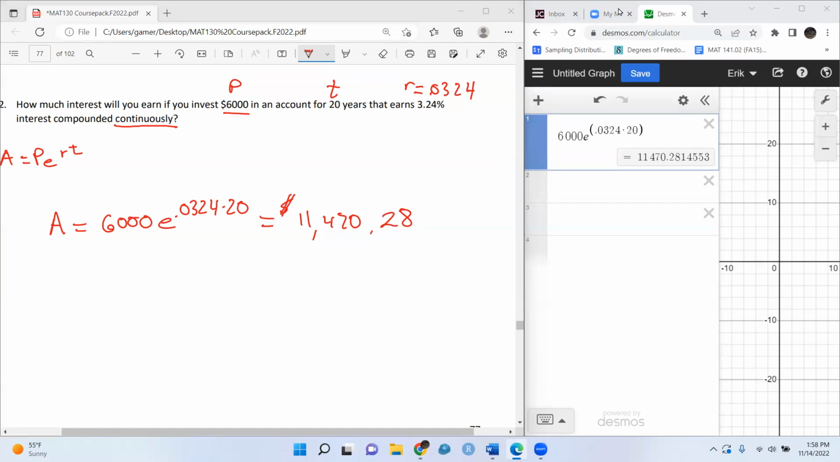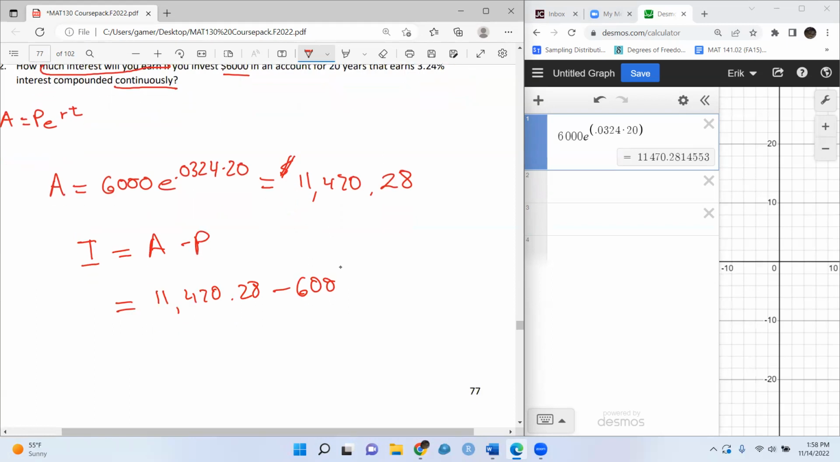Okay, nice, Mike. You have the right answer. This said, how much interest will you earn? This is future value. So interest, recall, is the future value minus the principal. So we need to subtract from this $11,470.28. We need to subtract the 6,000, and then you actually have the right answer.